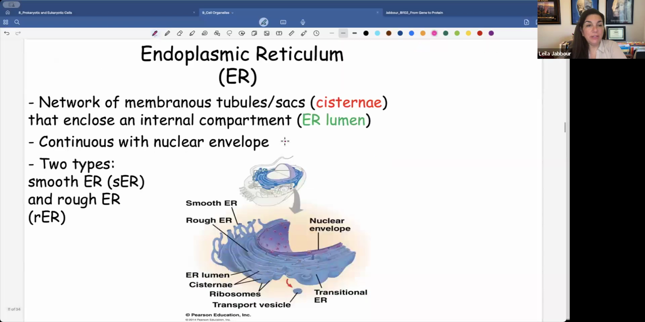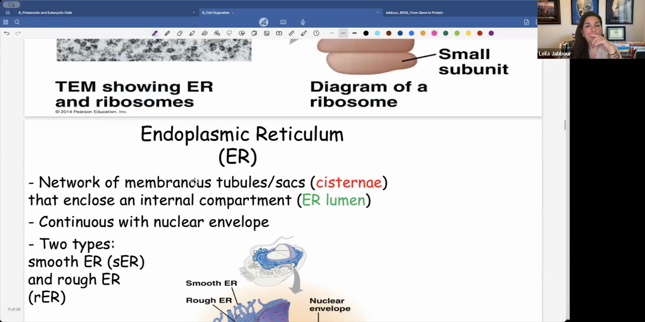Okay, endoplasmic reticulum. It's a network of membranous tubules or sacs. We also call them cisternae. This is a term you will see in skeletal muscle cells, where these sacs are called cisternae. Inside, there is a space called the ER lumen, and it's basically where the protein is being assembled, the amino acids being assembled into a protein. It happens to be continuous with the nuclear envelope, and that's something I actually didn't specifically draw here.